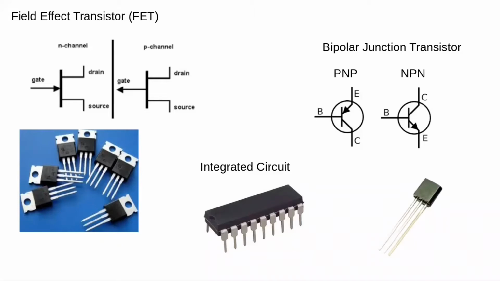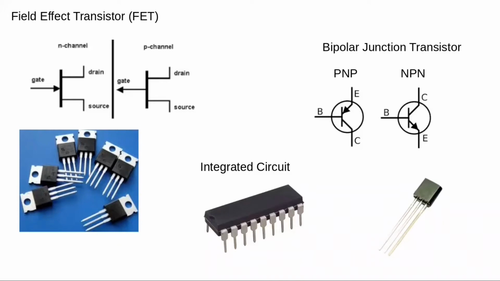Just know that the field effect transistor, or FET, exists. There's a photograph of one of them, or a few of them, at the bottom left-hand portion of the screen. On the far right is your most common type of transistor, called the bipolar junction transistor, or BJT. There's the PNP or the NPN. And the schematic diagrams are represented in the slide.